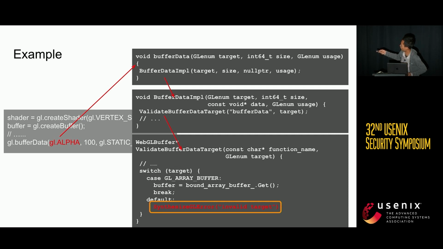On the right side, you have the Chrome source code. It will pass all the way down to this function, and this function will emit this error message. And this error message has a check, a switch case, on this variable called target. We use the backward taint analysis to find where this variable comes from. And eventually, we find it comes from here. And this is the GL buffer data API call. And we know the first argument has a problem.